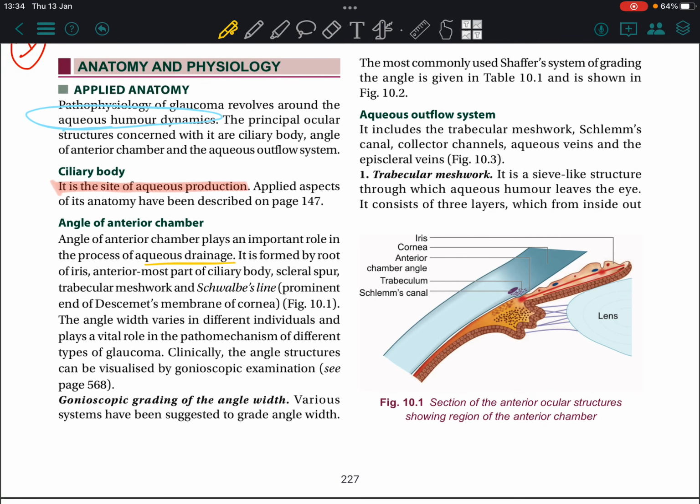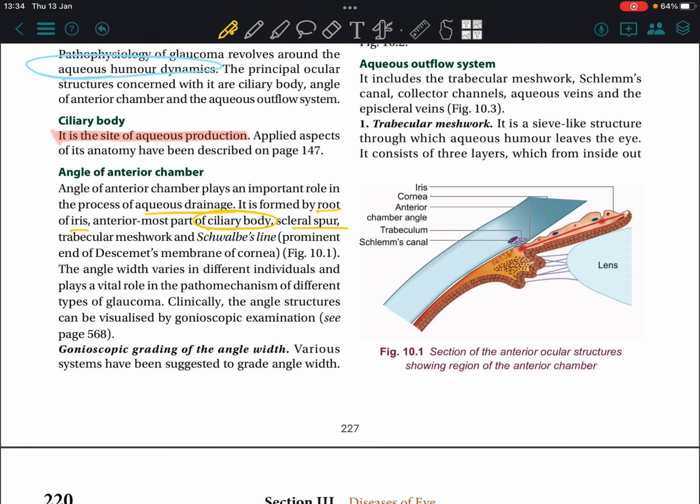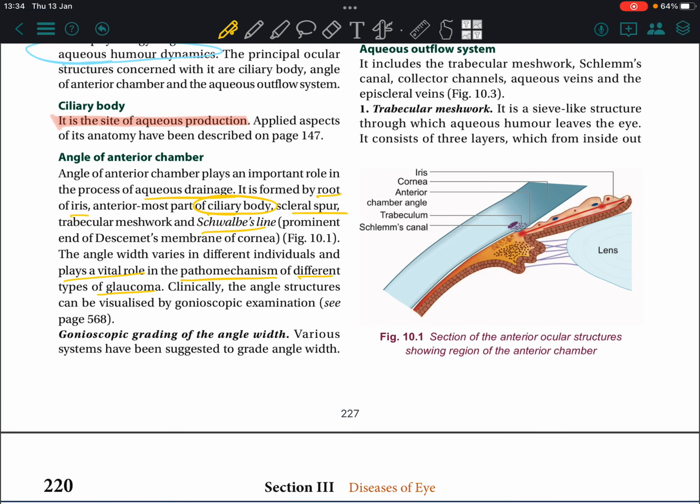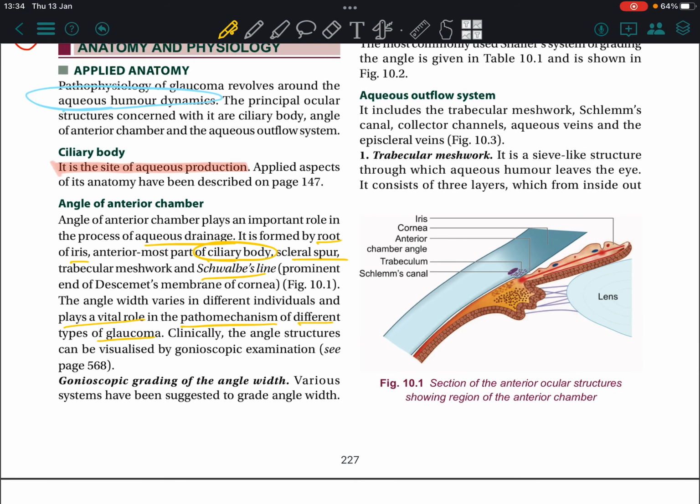It is formed by the root of iris, anterior most part of ciliary body, scleral spur, trabecular meshwork, and Schwalbe's line. The angle width varies in different individuals and plays a vital role in the pathomechanism of different types of glaucoma. Let's see about gonioscopic grading of angle width. Before that, let's mark the angle formation. It is formed by the root of iris, anterior most part of ciliary body, scleral spur, trabecular meshwork, and Schwalbe's line.